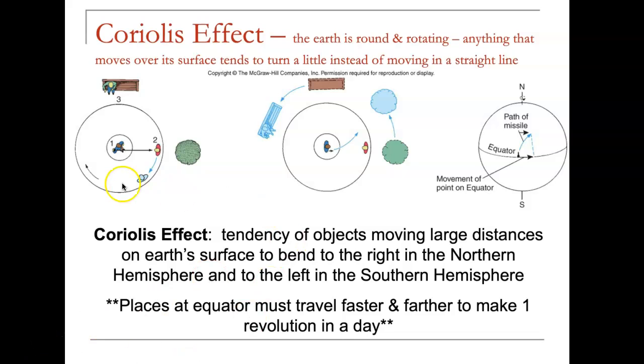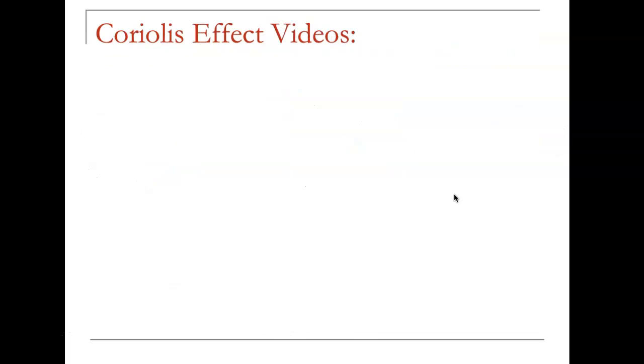So the other interesting thing is things that are at the equator have to travel faster and farther to make one revolution in a single day. So if you are living in an equatorial community versus living up at like 50 degrees northern latitude, you're actually moving faster every day. You're traveling faster to make that one revolution every day. It's kind of interesting, but you don't feel that, right? Because the Earth is so large.